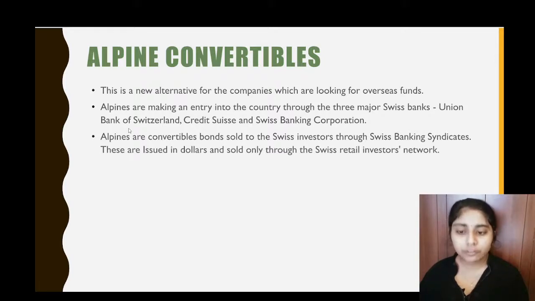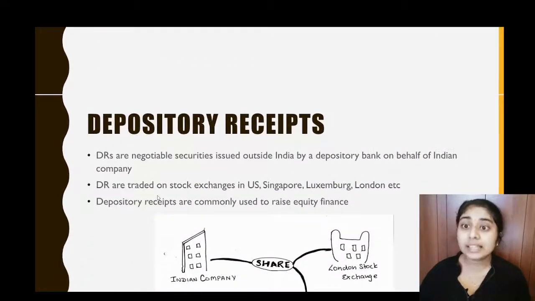These Alpines are convertible bonds sold to Swiss investors through Swiss banking syndicates, and these are issued in dollars and sold only through the Swiss retail investors network. So that is Alpine convertibles. That's all for international bonds. Now let's move on to the second one, that is depositary receipts.